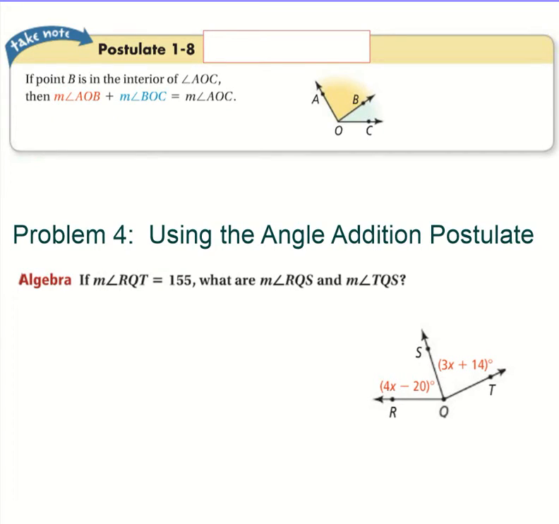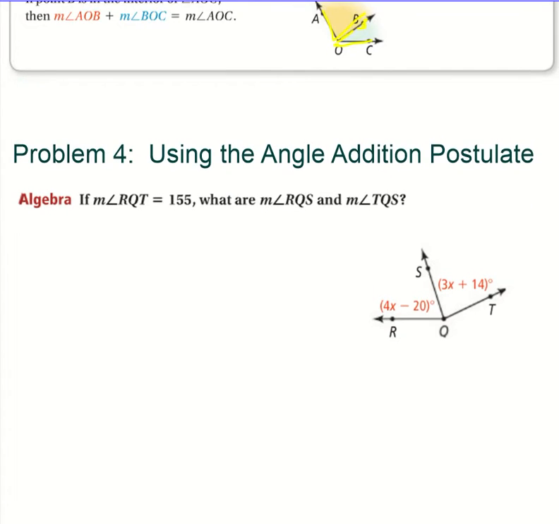Alright, last slide. Here we have one more postulate. It's the angle addition postulate. What this is saying is that if you have a point B, which is interior to a larger angle, angle AOC, then the measures of the two angles AOB and BOC add up to the measure of angle AOC. So these two smaller angles are going to equal the bigger angle.